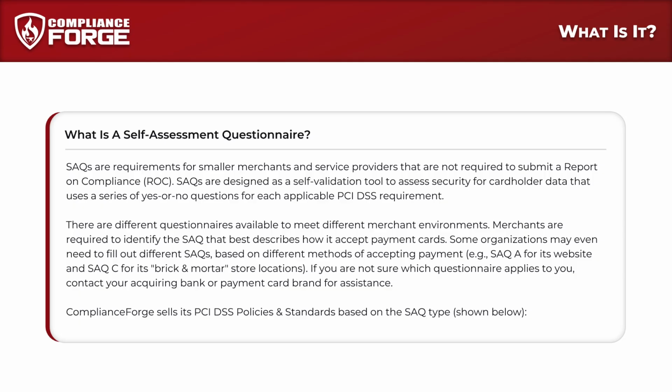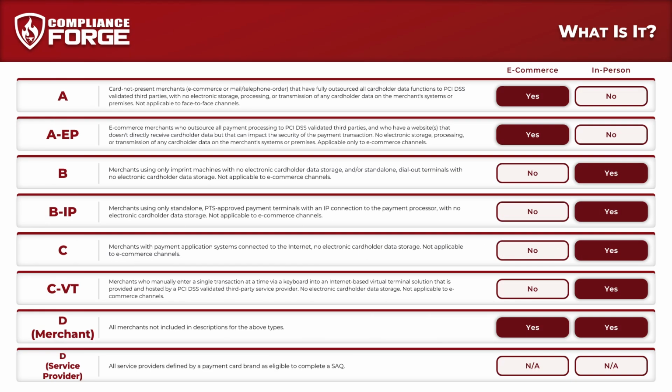Some organizations may even need to fill out different SAQs based on different methods of accepting payment. For example, SAQ-A for a website and SAQ-C for brick-and-mortar store locations. If you are not sure which questionnaire applies to you, contact your acquiring bank or payment card brand for assistance. ComplianceForge sells its PCI DSS policies and standards based on the SAQ type. Here are all 8, with the payment channels each one applies to.